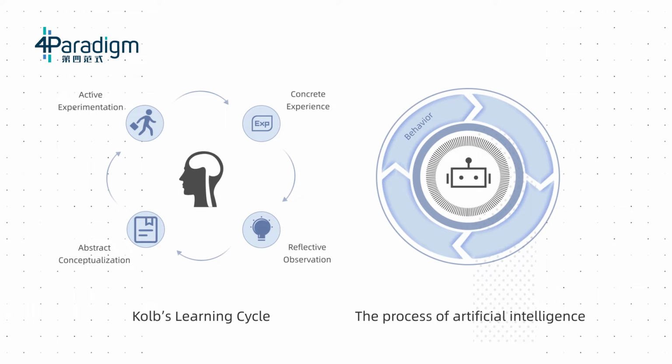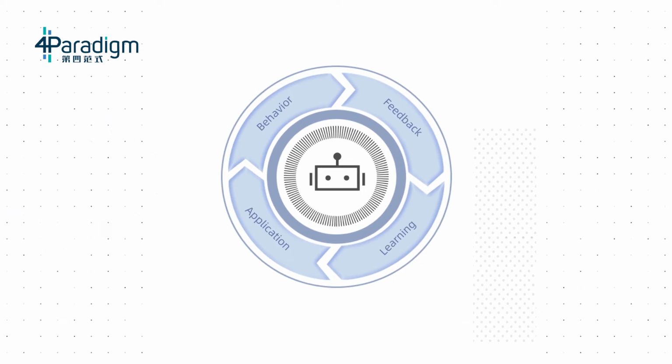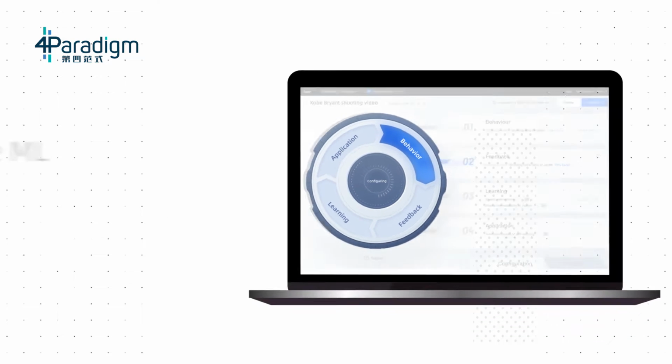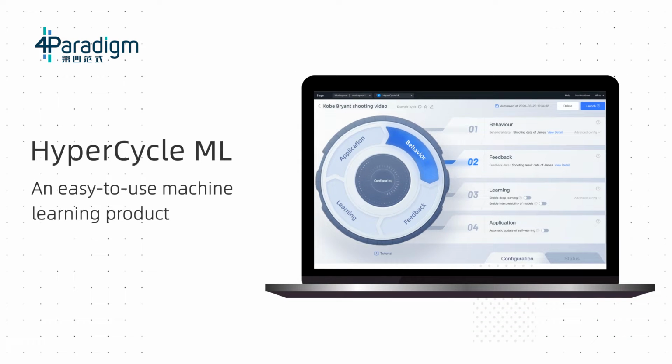Behavioral data collection, corresponding to active experiment. Feedback data collection, corresponding to concrete experience. Machine learning, corresponding to reflective observation. Model application, corresponding to abstract conceptualization. Based on these 4 steps, 4Paradigm has designed an easy-to-use machine learning product, Hypercycle ML.